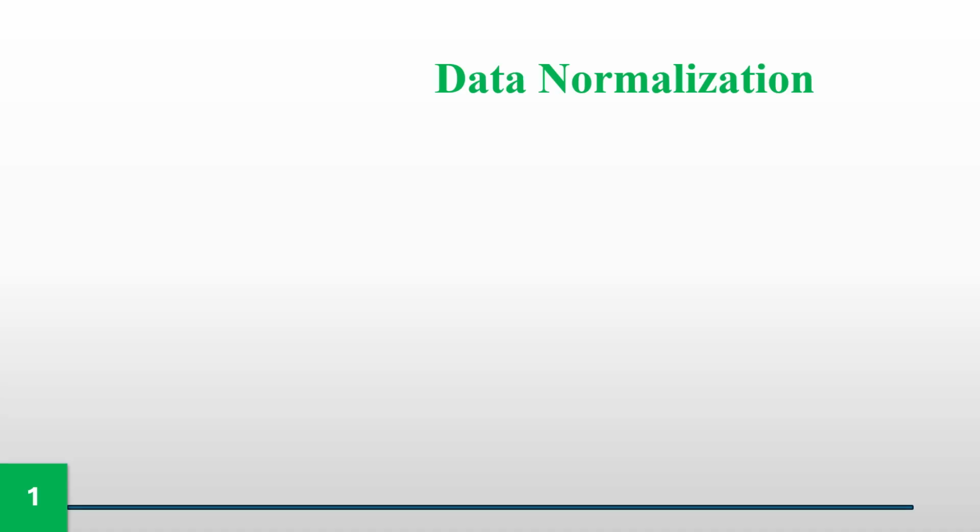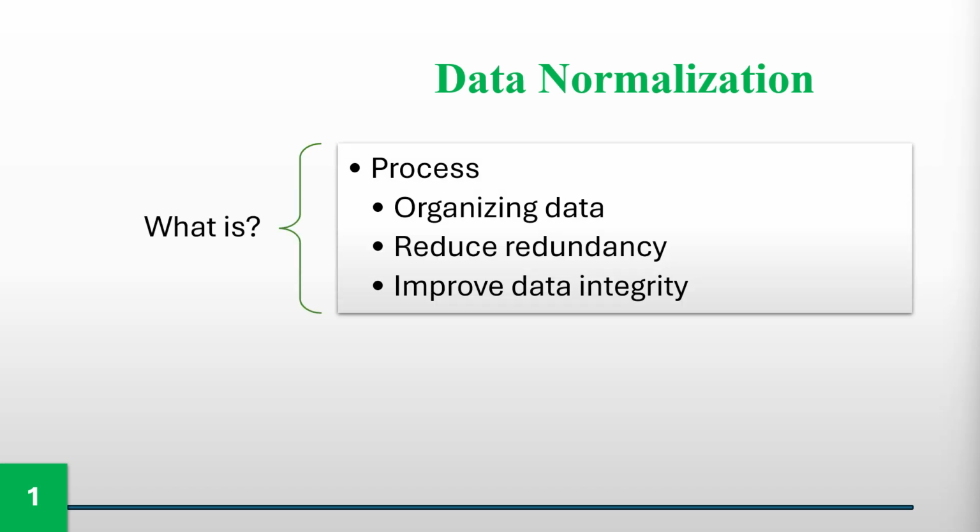What is data normalization? Well, data normalization is a process. It's a process of organizing our data in an efficient way. It's also a process of reducing redundancy. You want to work with data that's meaningful, that's actually going to be helpful when you're creating your visuals or analyzing your data. We also want to be able to improve the integrity of the data. So there are some basic steps that we can use to make sure that we are implementing data normalization.